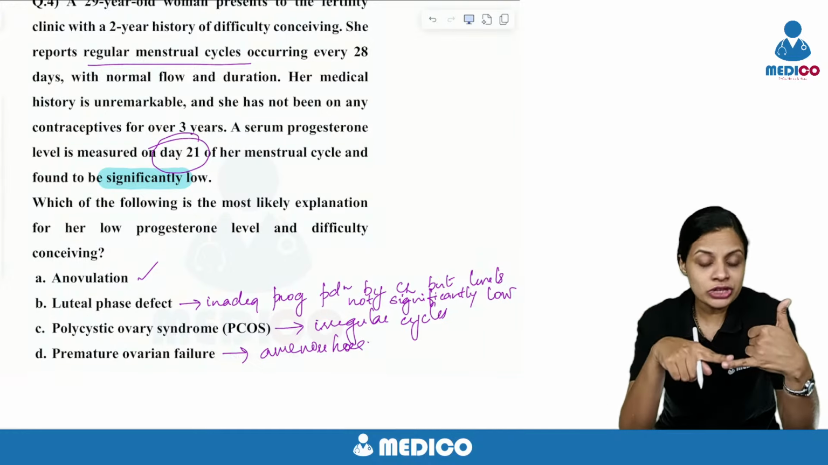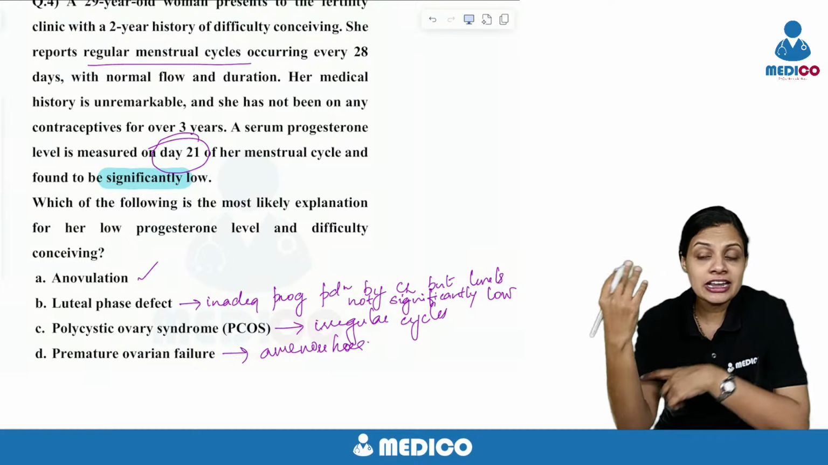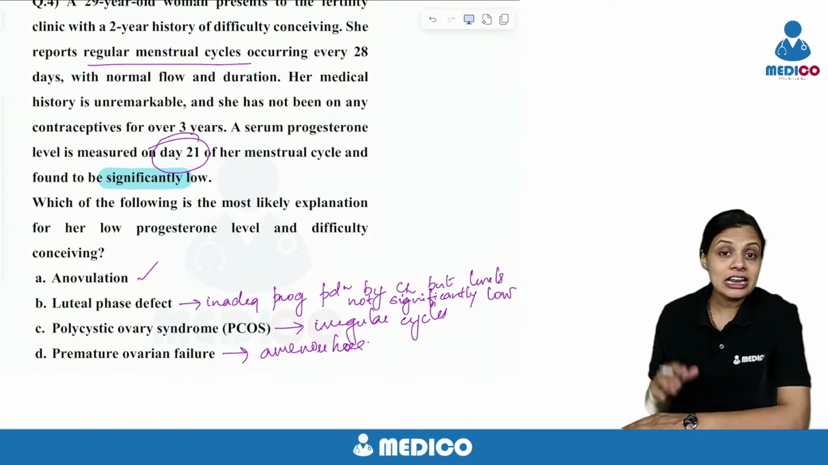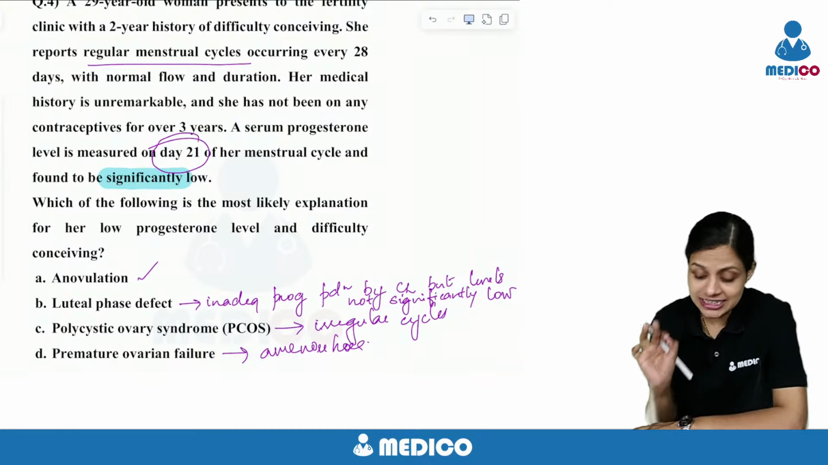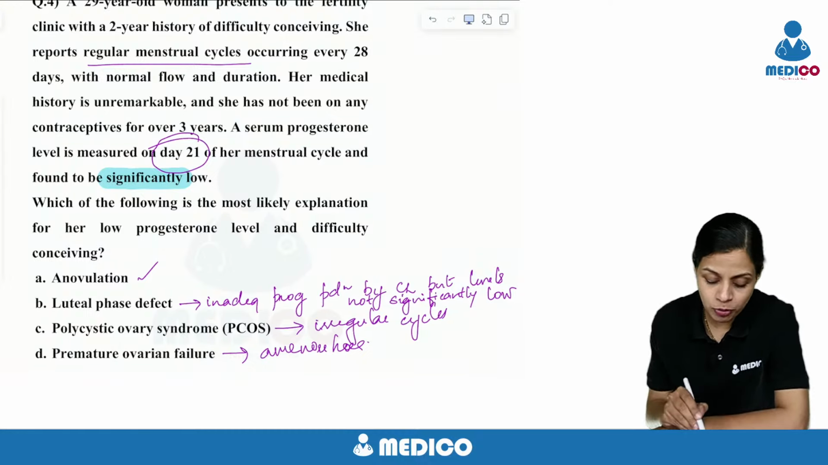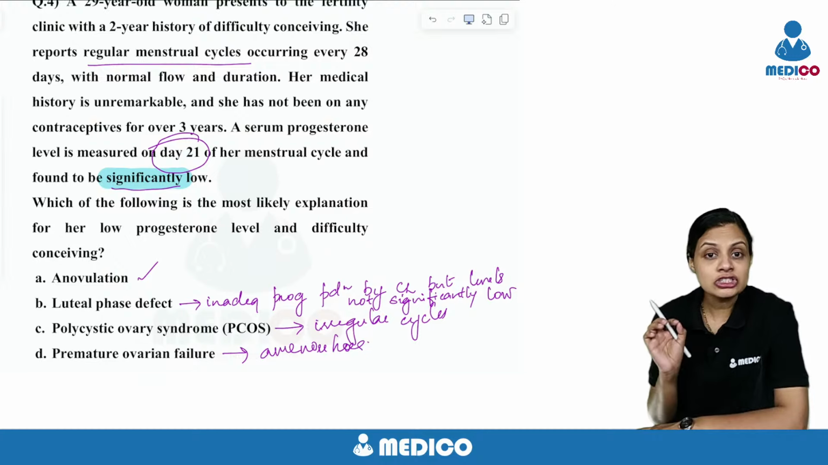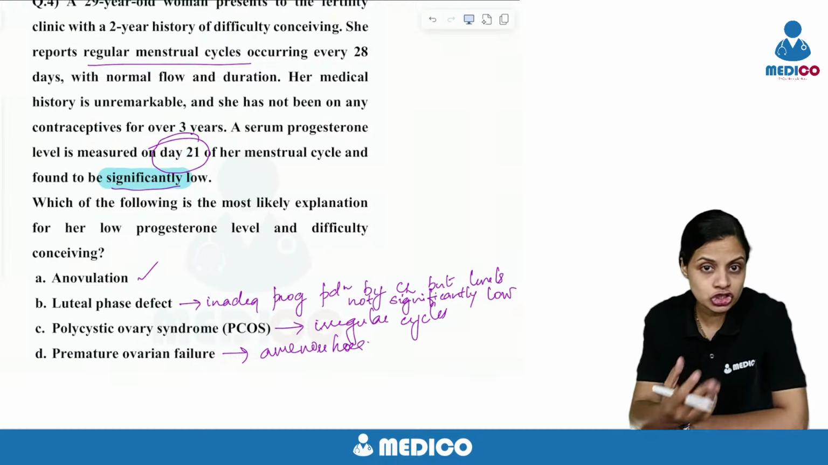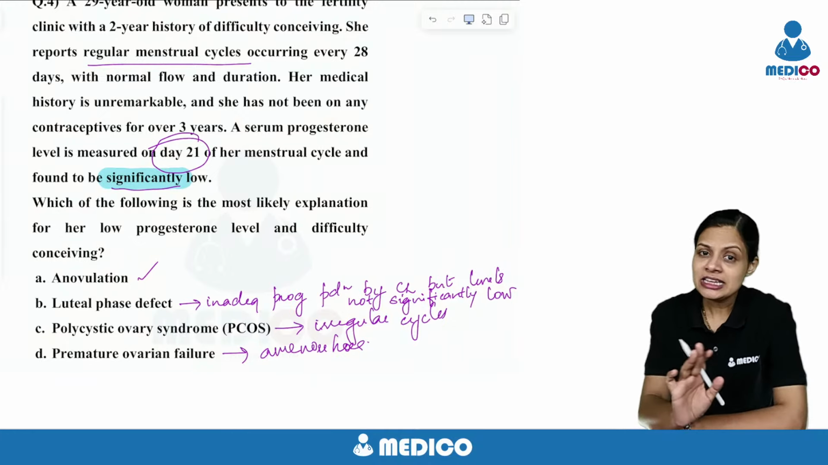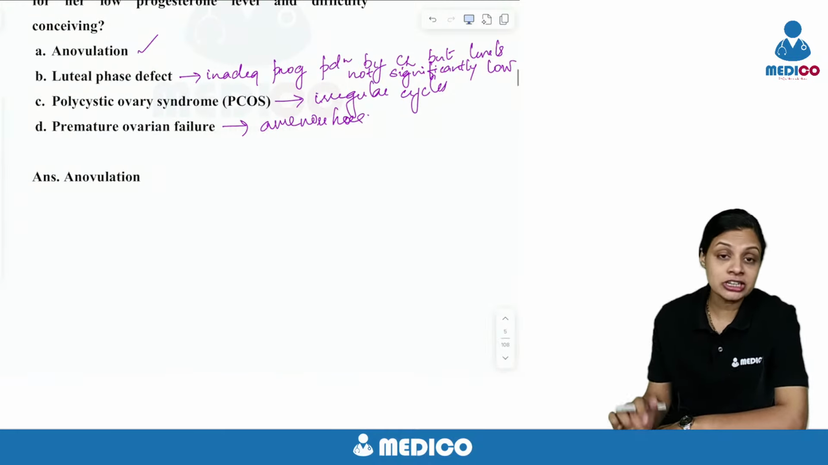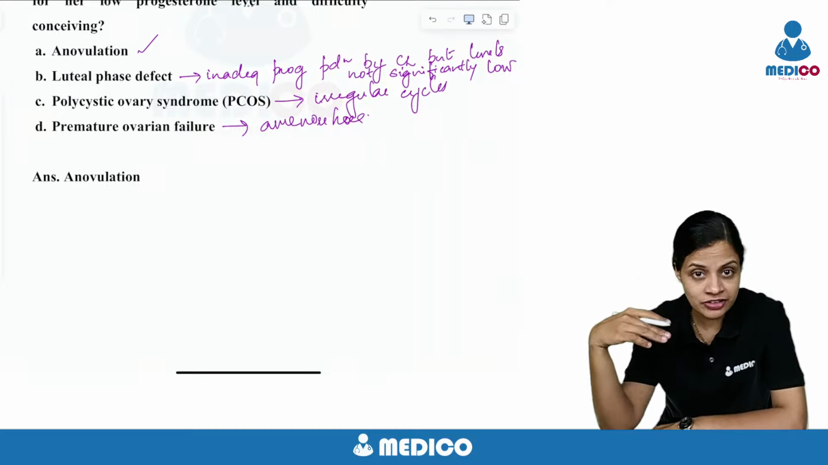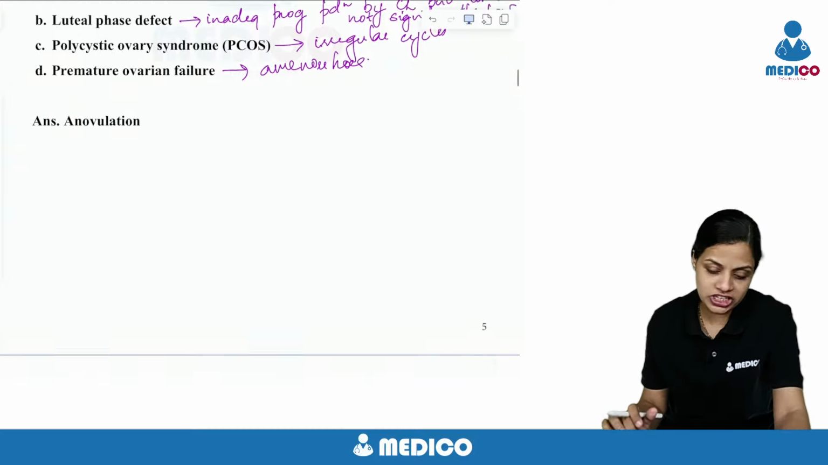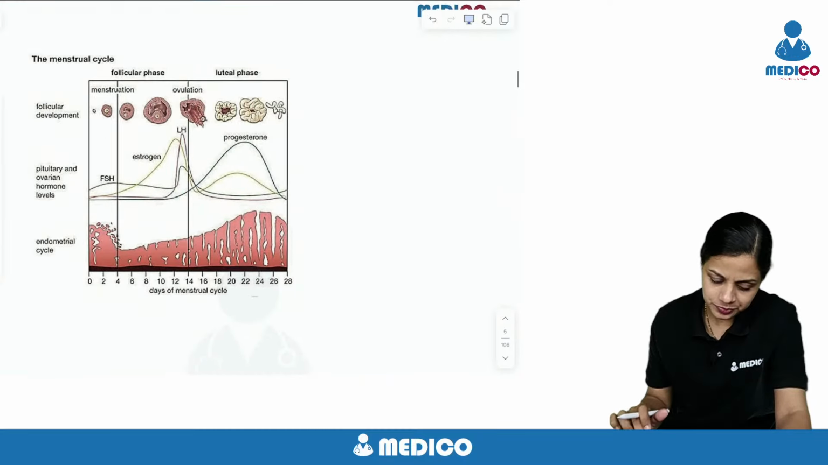You know that in luteal phase defect, there is inadequate production of progesterone by the corpus luteum, but the level is not significantly low. So you see how important that word is there. A significantly low level of serum progesterone on day 21 is seen in a case of anovulation. So even though this woman was having regular cycles, her diagnosis is anovulation. I hope this is clear.